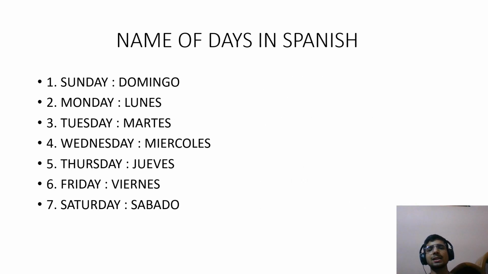Now we come to the next slide, the names of the days in Spanish. For example, Sunday, domingo. Monday, lunes. Tuesday, martes. Wednesday, miércoles. Thursday, jueves. Friday, viernes. Saturday, sábado. So these are the names of the seven days of the week in Spanish: domingo, lunes, martes, miércoles, jueves, viernes, sábado.